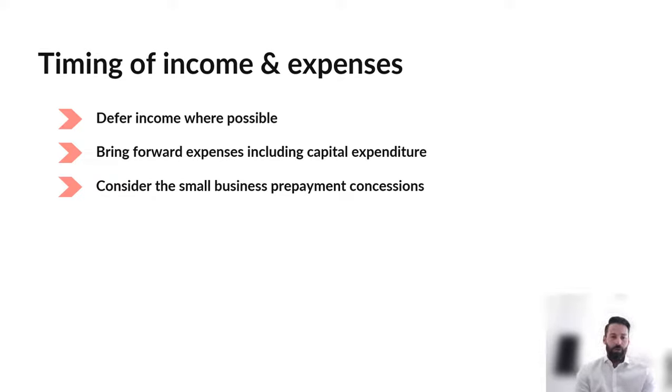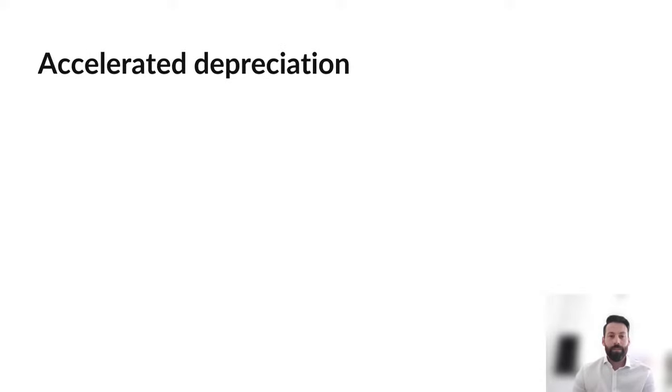Now, if you're a larger business and you prepay expenses for, say, 12 months from now, then you need to take that deduction over that 12 months. Whereas a small business will get a concession for prepayments where you could deduct that amount up front. So again, it's just the timing. You could bring forward that expense by prepaying some of your costs, and that might mean that that's deductible in this year.